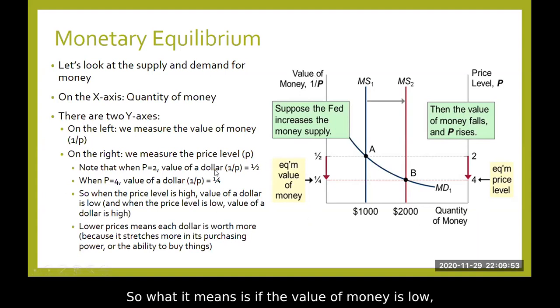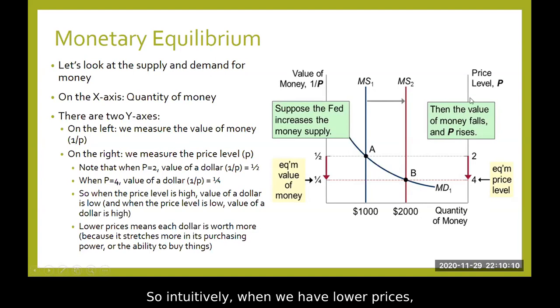So what it means is if the value of money is low, that indicates that the price level is high. Or if the price level is low, the value of money is high. So these are opposites.